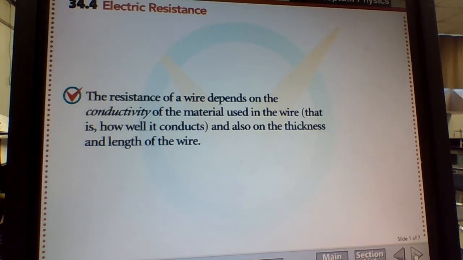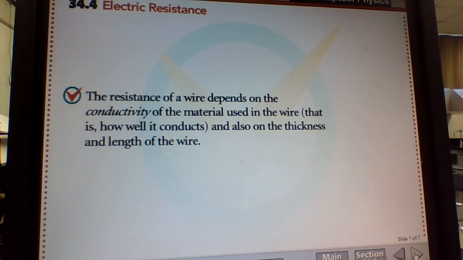All right. Now, there's one other thing that affects the movement of current. It's called resistance. And resistance of a wire depends on something we call conductivity. And conductivity depends on the material used in the wire. Okay, how well does it conduct? It also depends on the thickness of the wire and the length of the wire. And also, we're going to see to a certain extent the temperature of the wire also plays a role. So when wires heat up, they tend to not make the electrons flow as well. You don't get as good a current.